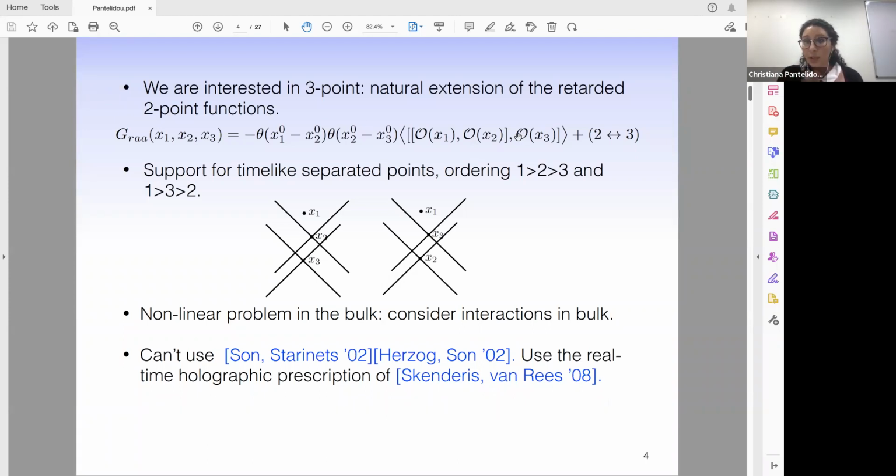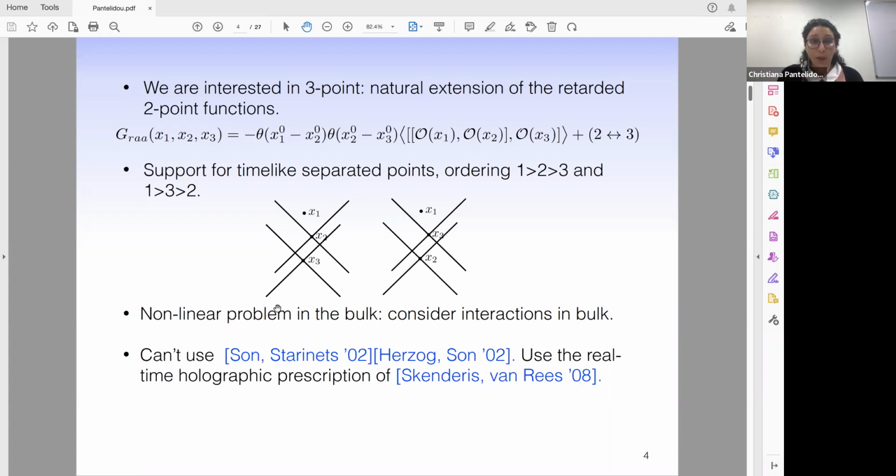Now, just as we did before, let's try to understand where this function has support. It's not too difficult to see that the first term is non-zero when x1 is in the future light cone of x2 and x2 is in the future light cone of x3. Similarly, the second term is non-zero when x1 is in the future light cone of x3 and x3 is in the future light cone of x2. So the ordering between x2 and x3 doesn't matter as long as x1 is in the future light cone of both of them.